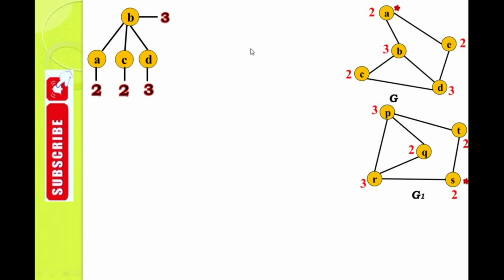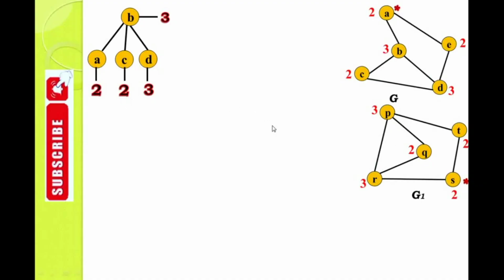So we have to choose one more vertex in G1. If that vertex satisfies all these conditions, then B is related to that particular vertex. How to choose? Here you see, that vertex must have degree 3. In G1, these two vertices have degree 3. You can choose either this vertex or this vertex, and it also satisfies these 3 conditions.